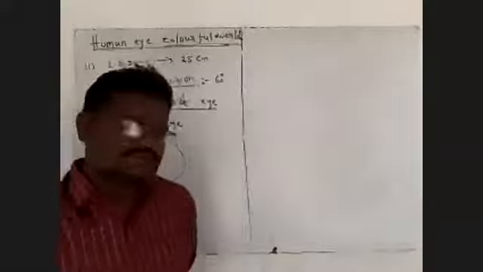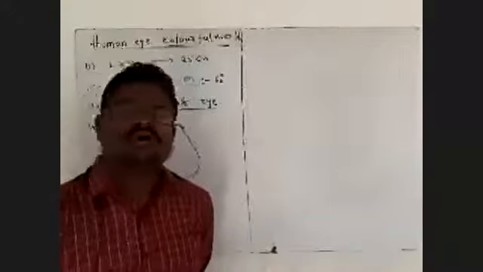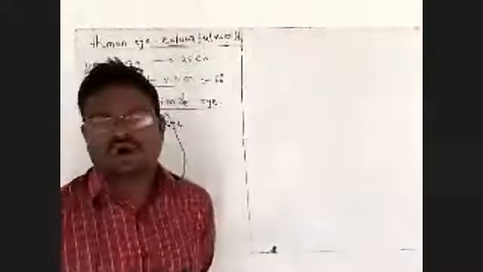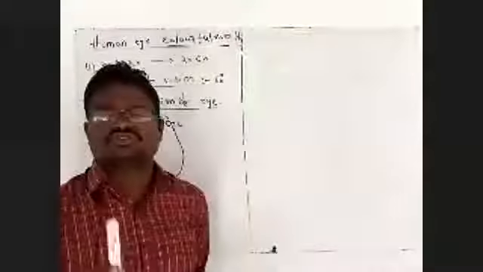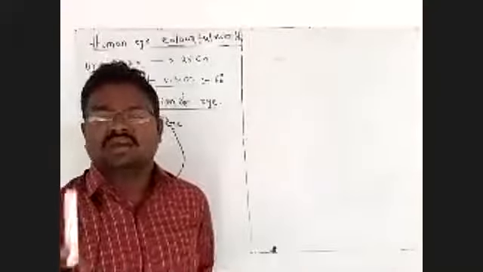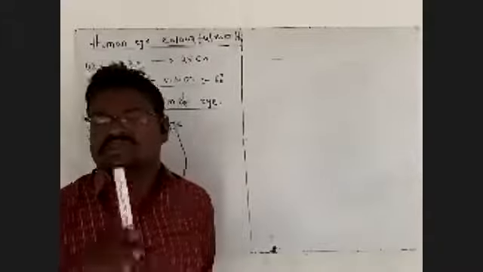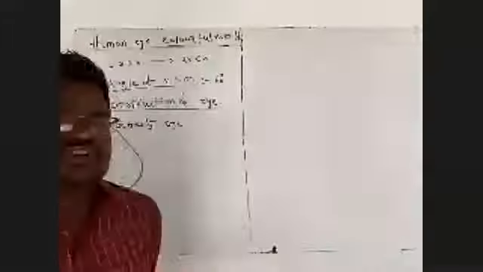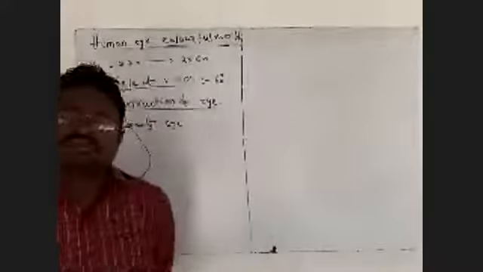So that is a main point. The object should be placed between the far point and the near point. The image is formed by the lens on the retina, and the focal length of the convex lens changes with the ciliary muscles.